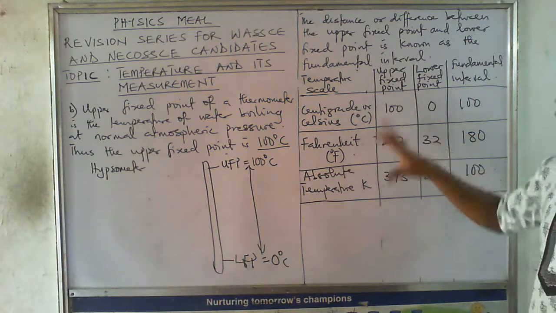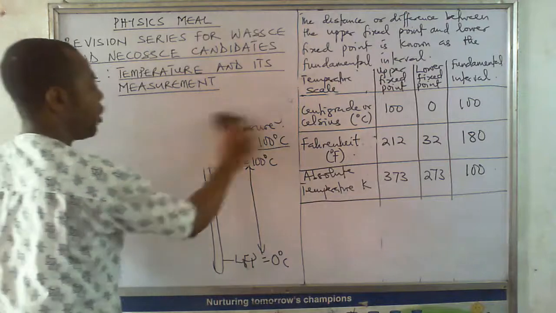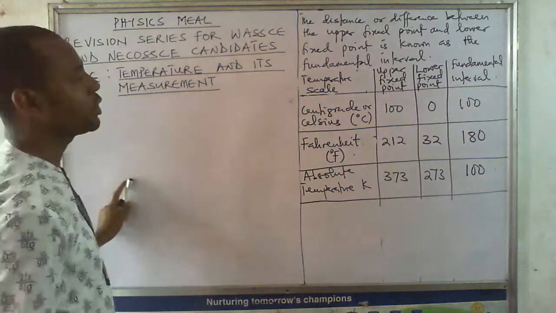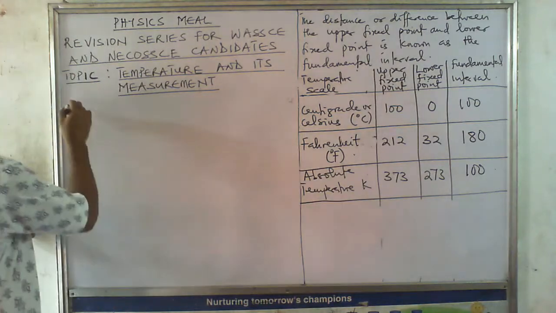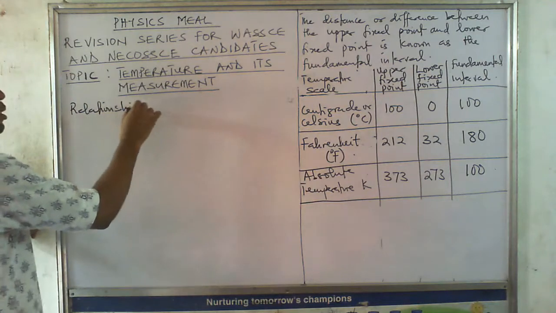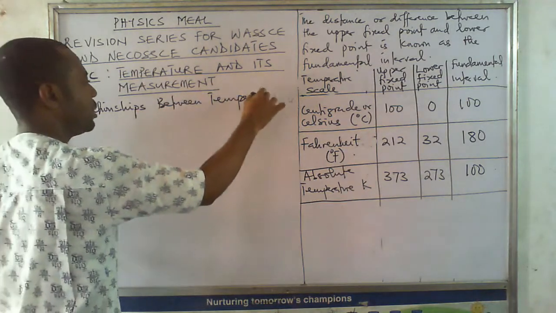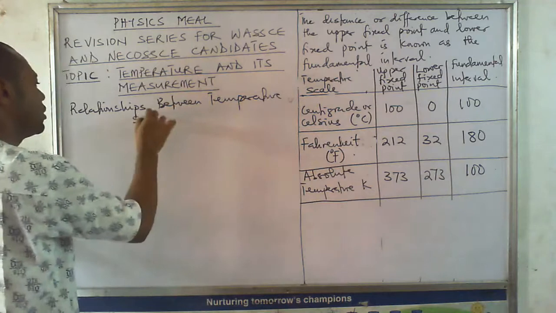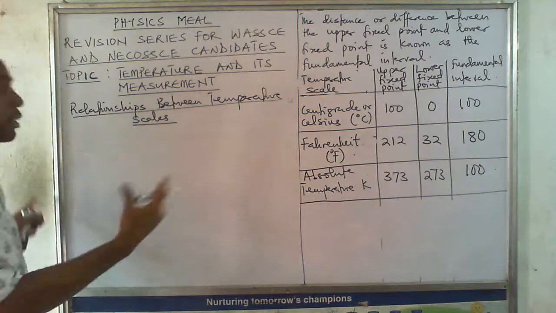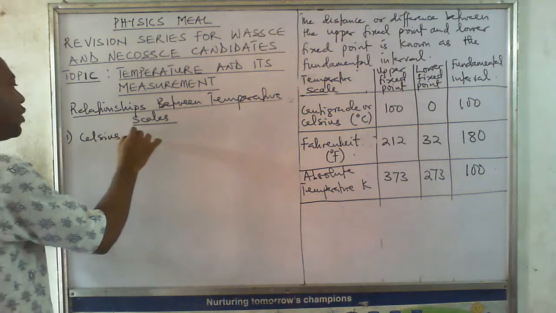Now, with this, we can actually establish relationships between these temperature scales. We can actually talk about, just in this revision class, let's talk about Celsius and Fahrenheit quickly.